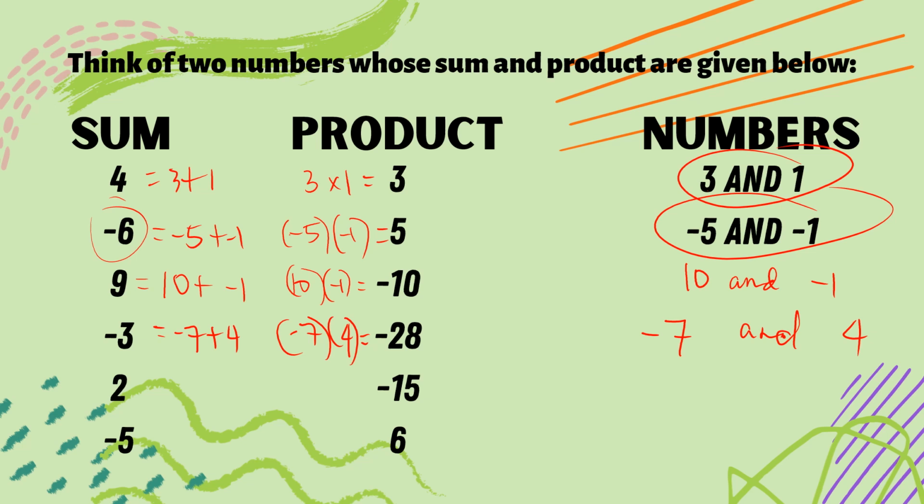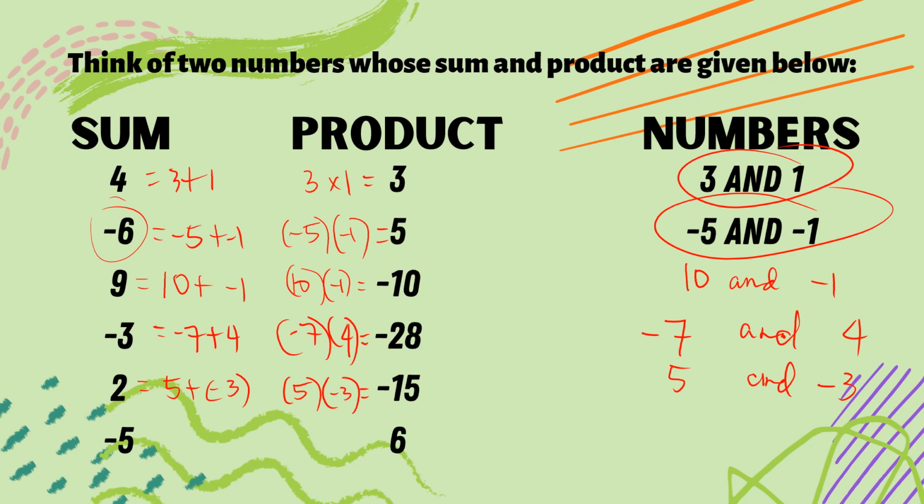What are the factors of 15? Perfect! That is 5 and 3 because the difference between 5 and 3 is 2. But the problem is the product should be negative. So which of the two integers is negative? Okay, correct. That is negative 3. So therefore, you'll get 2 by adding 5 and negative 3. And then you'll get negative 15 by multiplying positive 5 and negative 3.